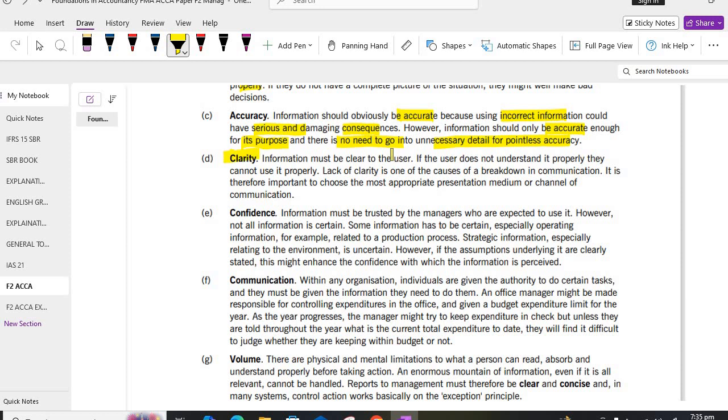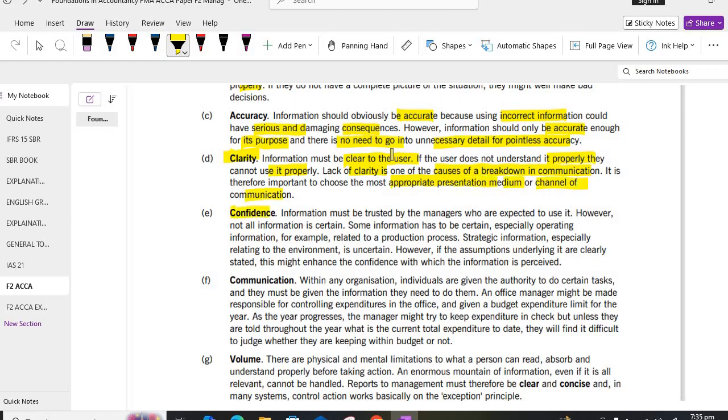Then you have seen here clarity. By clarity we mean that information must be clear to the user, and if the user doesn't understand it properly, then the information is useless. So the information cannot be used properly. Lack of clarity is one cause of the breakdown of communication. It is therefore important to choose the most appropriate presentation medium or channel of communication.